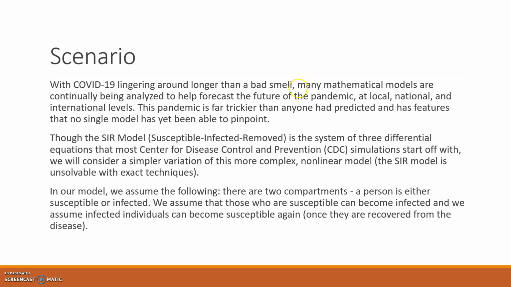In our model, we assume the following. There are 2 compartments. A person is either susceptible or infected. We assume that those who are susceptible can become infected, and we assume infected individuals can become susceptible again.